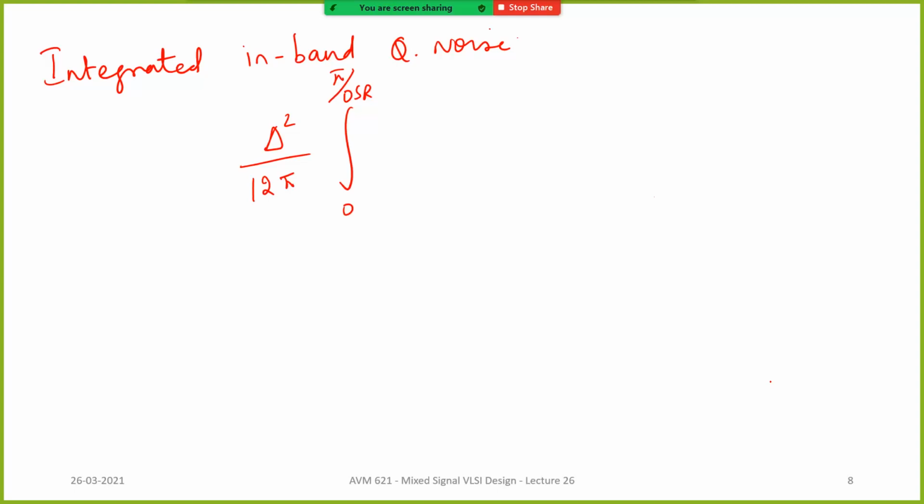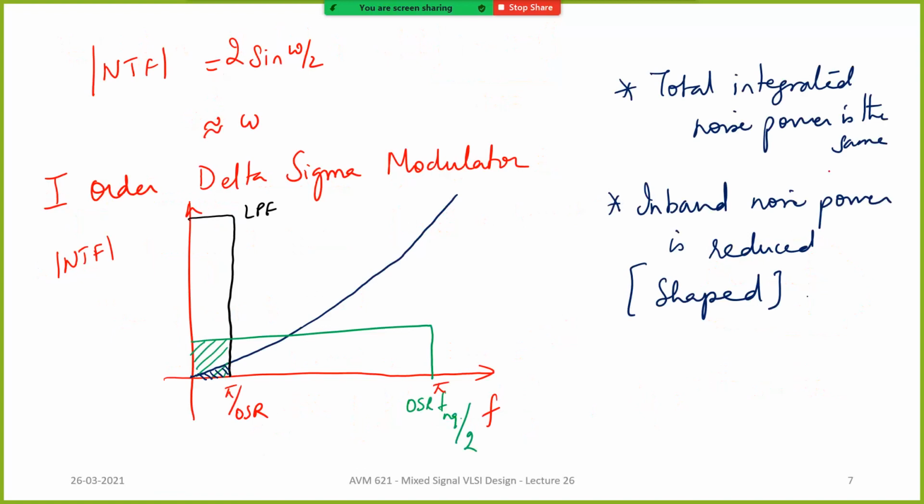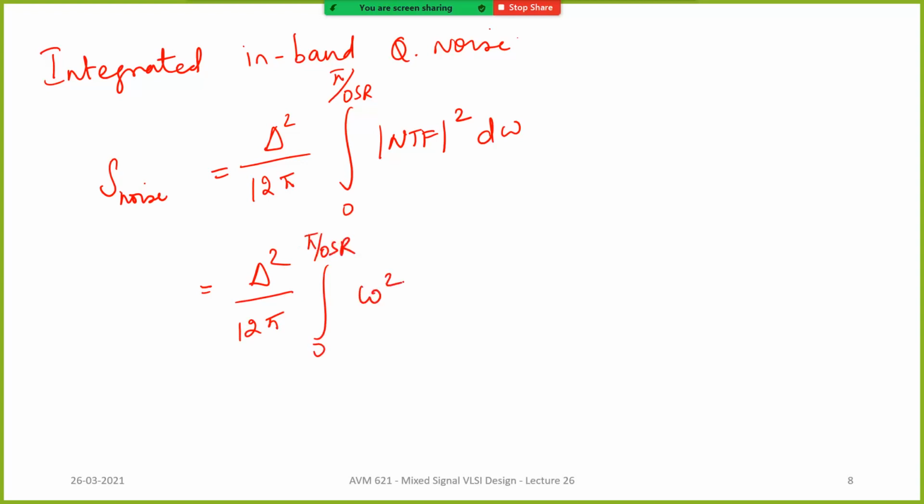Or in other words, you can go and use this formula. So let's say this is the total integrated noise. It's delta squared by 12 pi integrated from 0 to pi by OSR of NTF squared d omega. So what will this be? Delta squared by 12 pi, 0 to pi by OSR, omega squared d omega. So what is the integration? It will become delta squared by 12 pi times omega cubed by 3, going from 0 to pi by OSR.